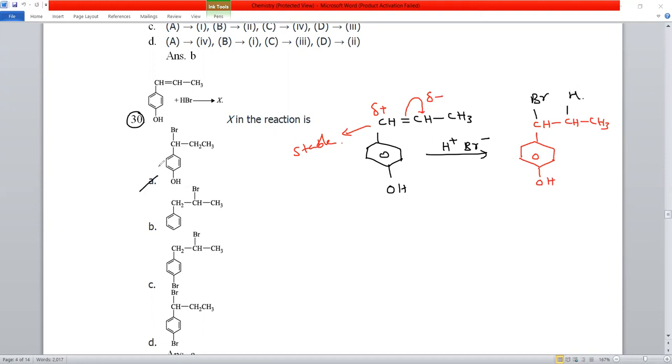Let's check. Option A is the correct one. And why? Because the benzylic carbocation will form. Suppose this is polarized towards this side, it means you are getting a secondary carbocation, which is the major one. So the red color polarizing of electrons is the correct one.